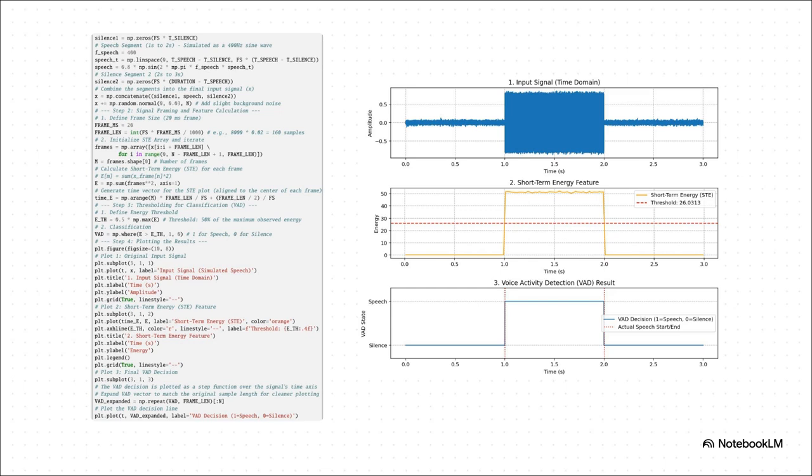Tracking this conceptually, the short-term energy flatlines near 0 during the silent periods, but it massively spikes up during the speech segment, clearly crossing our calculated threshold. So the final result is a perfect binary step function. It stays flat at silence, jumps instantly up to speech when the energy crosses the threshold, and drops perfectly back to silence when the speaking ends. We've literally just taught Python to listen to and categorize audio.